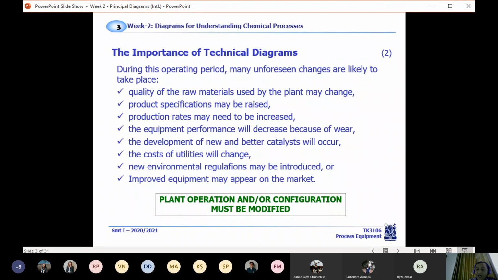So this is again the importance of a technical diagram, and also its advantage compared with describing it by language. It will be a very long narration, a long story. But by using the principal diagram, you simply change the value of P, for example, the value of T, or the value of flow rate. So it will be easier.